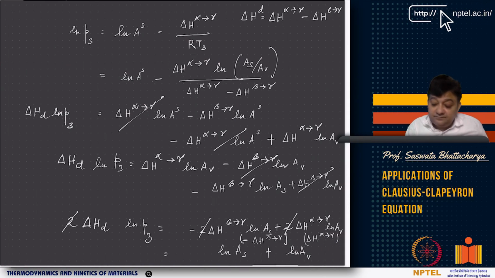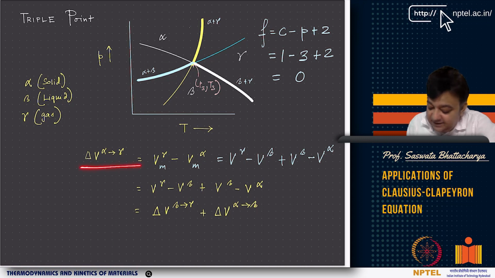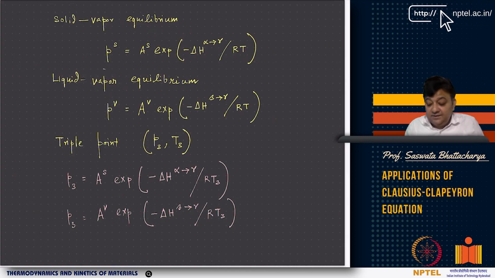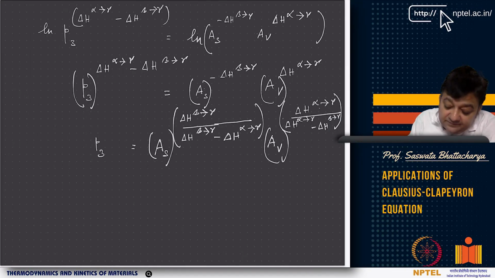Looking at delta H alpha to gamma and delta H beta to gamma, you can also plug in delta H alpha to beta, because the same idea as for the molar volume holds: delta H alpha to gamma equals delta H beta to gamma plus delta H alpha to beta. If we write delta H d as delta H alpha to gamma minus delta H beta to gamma, then with a little algebraic manipulation, delta H d ln P3 is nothing but ln AS to the power minus delta H beta to gamma, and ln AV to the power plus delta H alpha to gamma. If you follow this derivation, you will see that ln P3 to the power of this expression equals ln AS to the power of this expression.